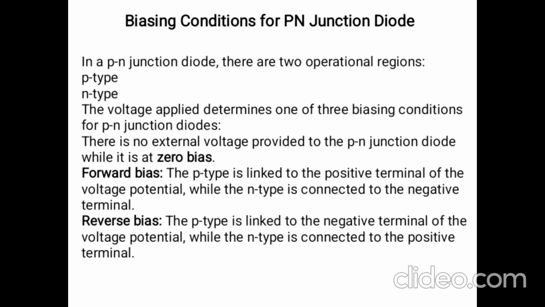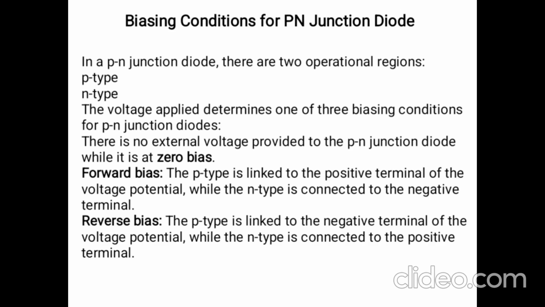Next, operation or biasing conditions of the PN junction diode. There are two types of biasing: forward bias and reverse bias. The applied voltage determines the three biasing conditions of the PN junction: zero bias, forward bias, and reverse bias.